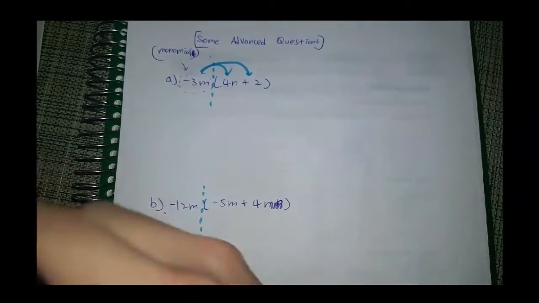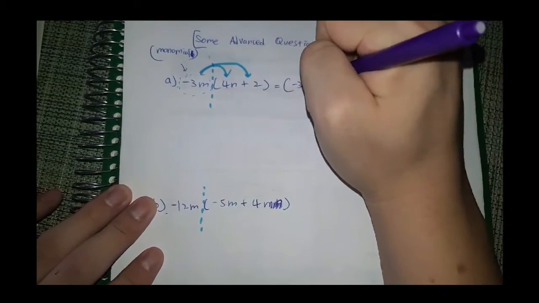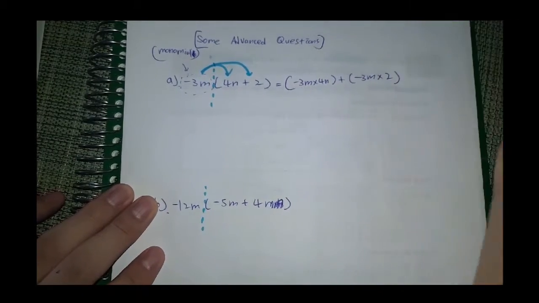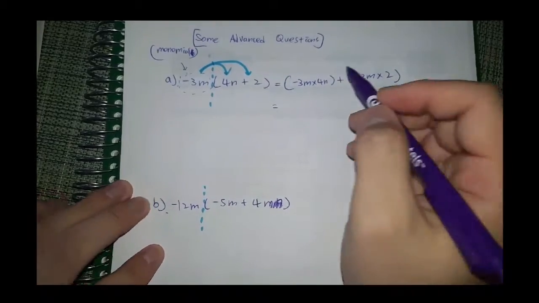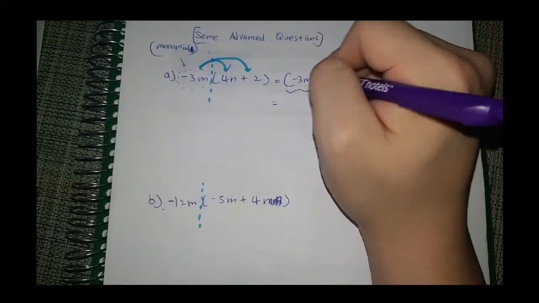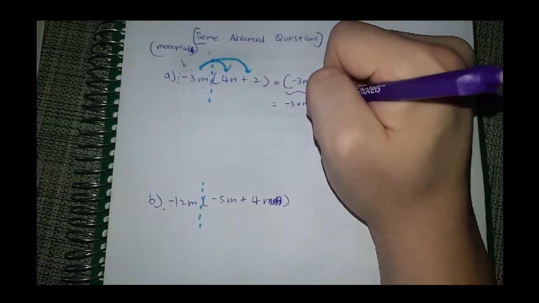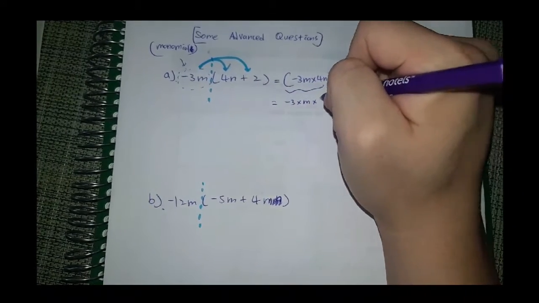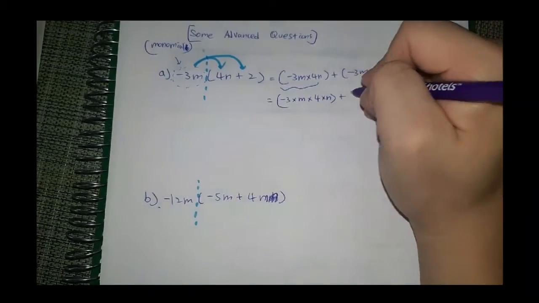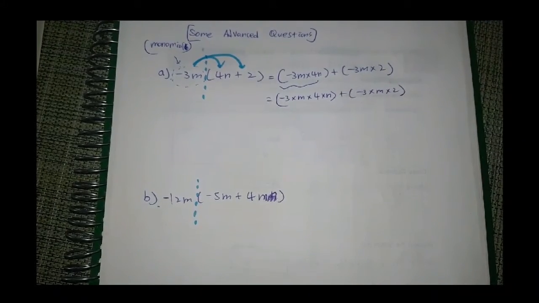We're doing exactly the same thing. So we're going to put bracket open, negative 3m multiplied by 4n plus negative 3m multiplied by positive 2. But here's the thing. I am going to look at these expressions quite in detail. What I mean by that is, if you look at it, do you agree that negative 3m is equal to negative 3 multiplied by m? Positive 4n is a fancy way of saying multiply by positive 4 and multiply by n. Same thing. I want you to do this for the second term.